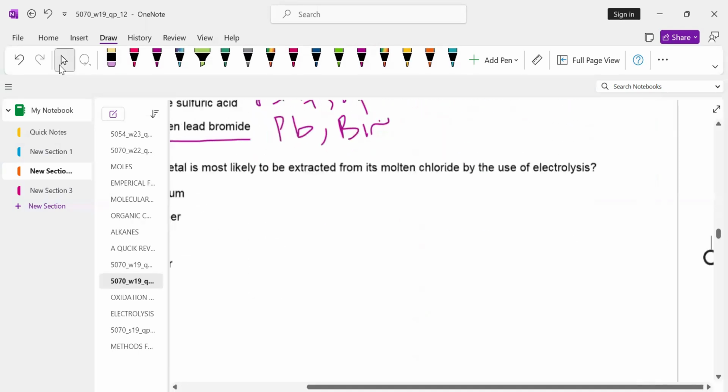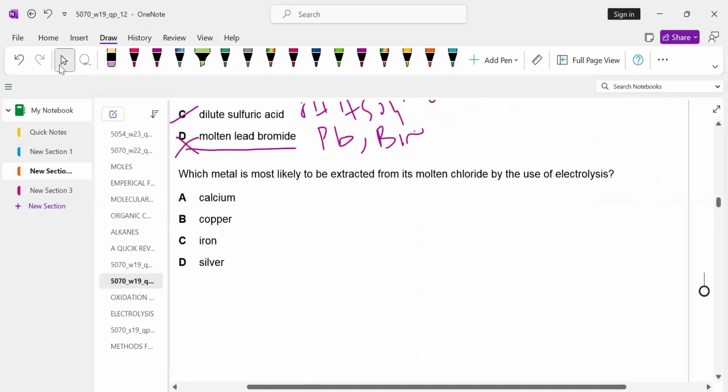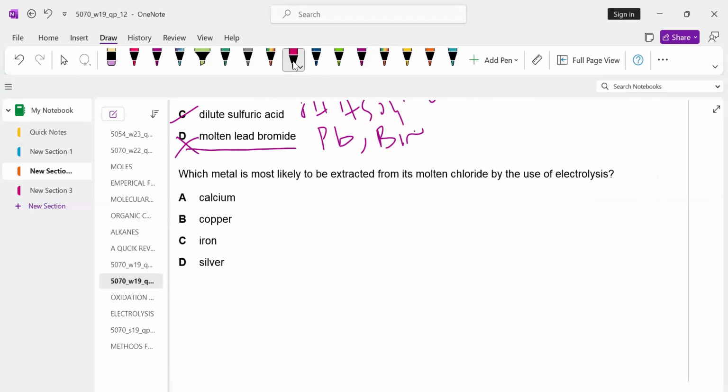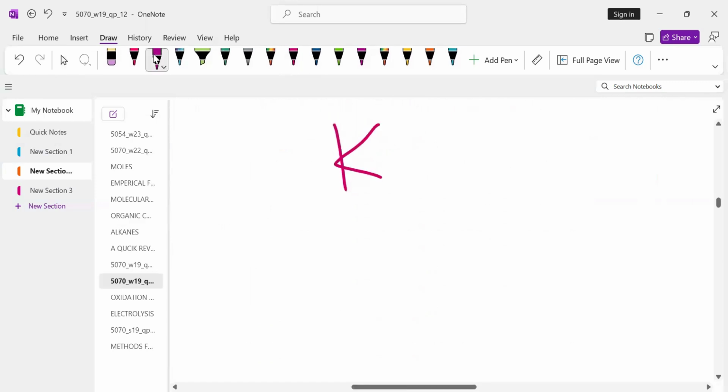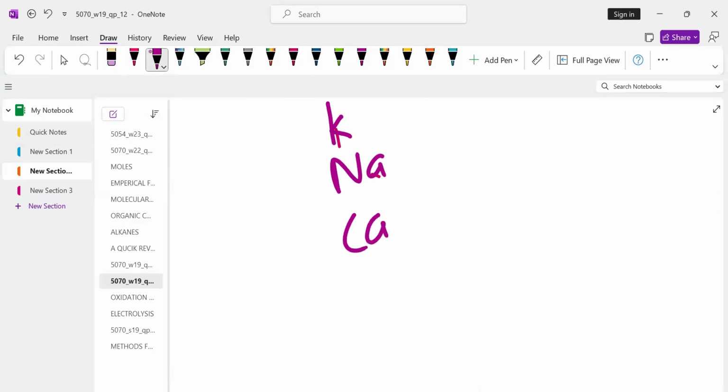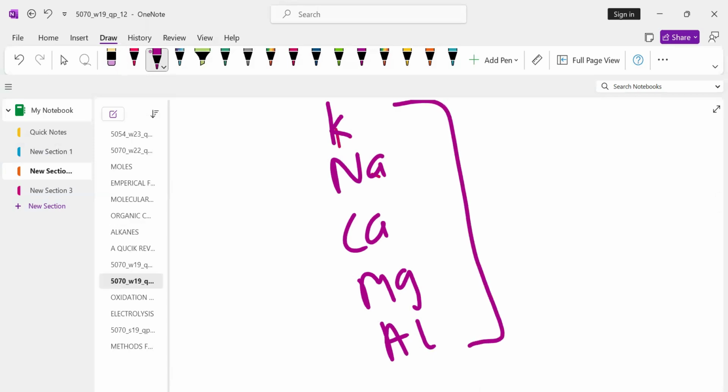Then question number 12. Which metal is most likely to be extracted from its molten chloride by using electrolysis? For this, what you need to remember is the reactivity series. Let me write it. On the top, we have potassium, sodium, calcium, magnesium, aluminium. So these are the 5 metals that are extracted using electrolysis.